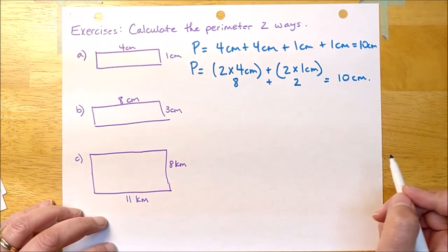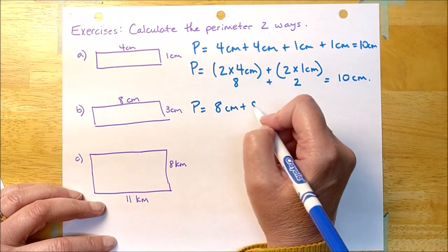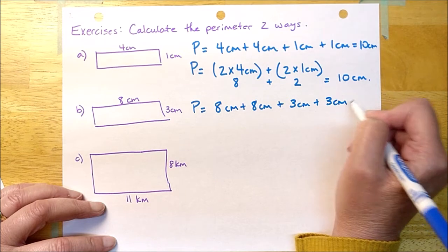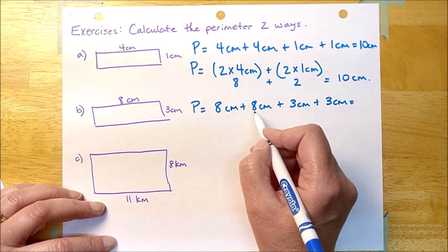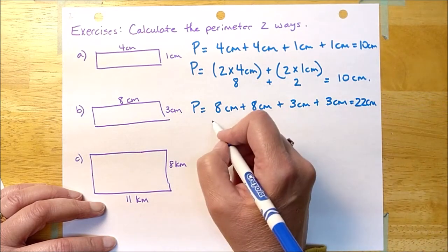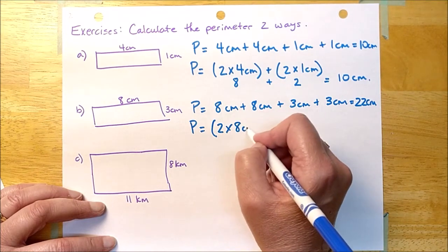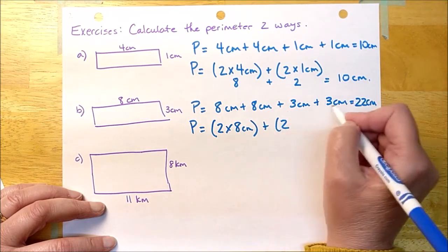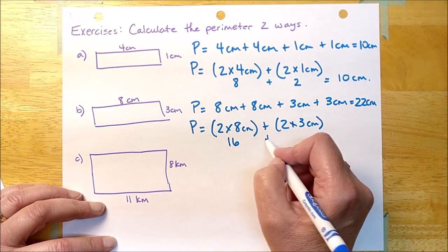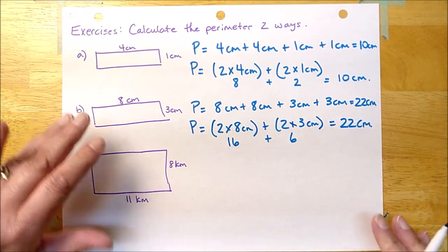So I hope that you were able to figure that out on your own. So this one would be 8 centimeters. Remember that there's a centimeter behind there and you need to write it every time. You can't just ignore it and forget that it's there. So 8 plus 8 is 16, 17, 18, 19, 20, 21, 22 centimeters. So if I were going to do it the other way, I would say it's 2 times 8, and then there's 2 times 3. So this would equal 16 plus 6 equals 22 centimeters. Hope you got that one as well.